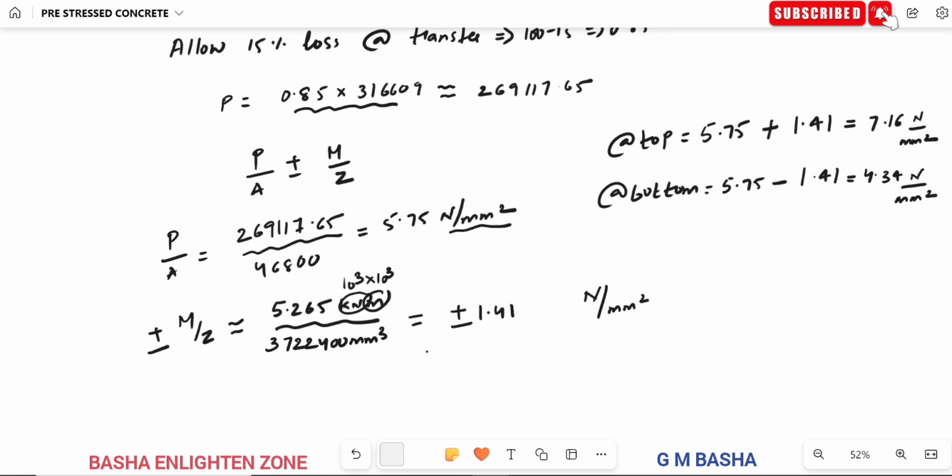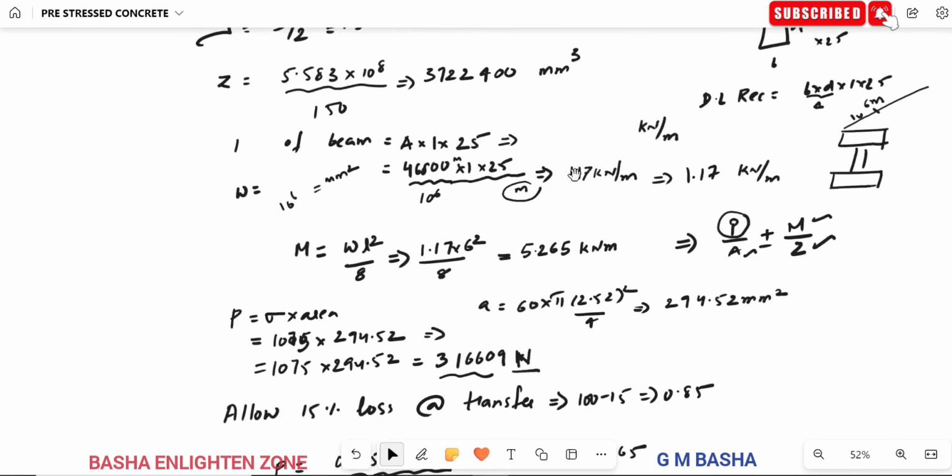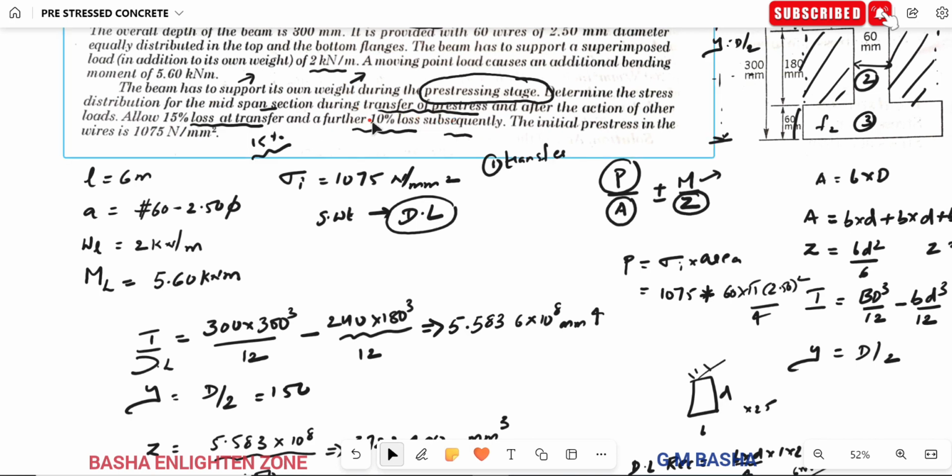Okay, after that we have to draw the diagram. Finally I will show you after completion of the question. If you observe, we completed only the first part, that is, up to transfer of prestress at the section, allowing 15% loss at transfer, and a further 10% loss subsequently. So here we can also add a further 10% loss subsequently. For this 10% loss, what again do we have to consider? Again we have to consider some other loads, that is moving load and including live load. So I will show that here.